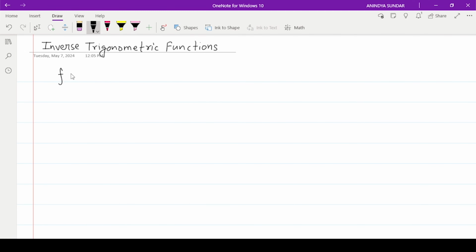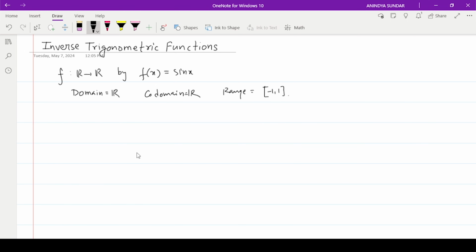So suppose f is from R to R, defined by f(x) equal to sine x. If the function is sine x, we can see that the domain is R. Domain is R, and our codomain is also R. And what is my range? If I recall, the range is from -1 to 1.